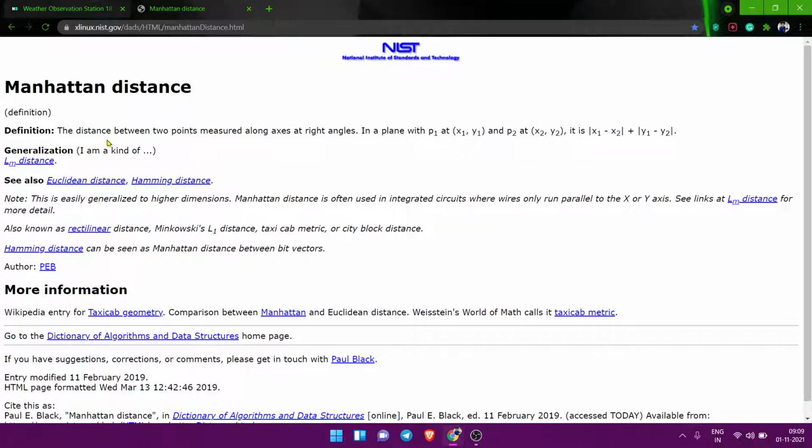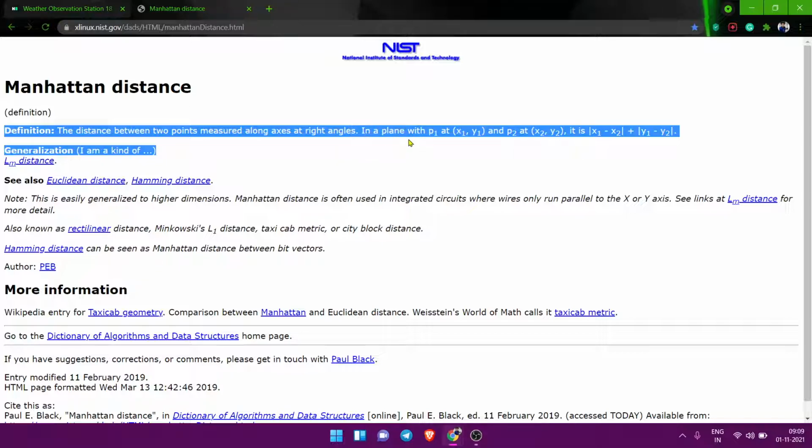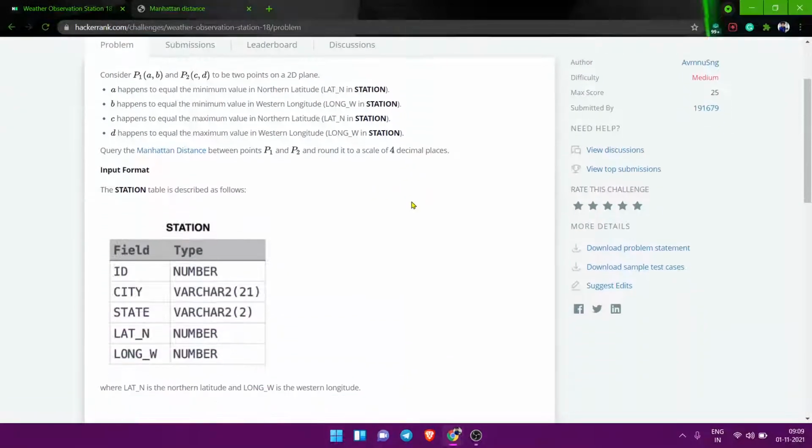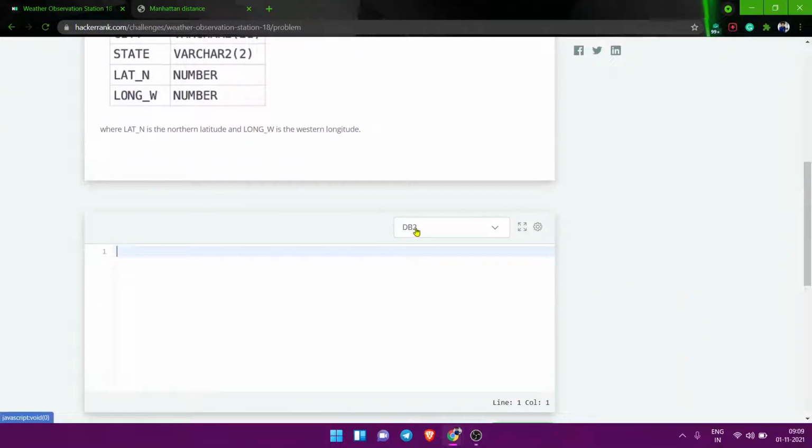The distance between the two points. It looks like an x axis and y axis plane, in which x1 y1 and x2 y2 are the points, and it's the modulus for each one. So this must be the greater value minus the lesser value. Okay, I got it. So I'll be coding in this, not in DB2.